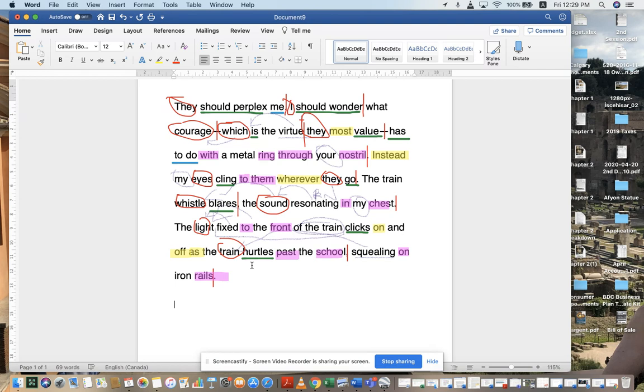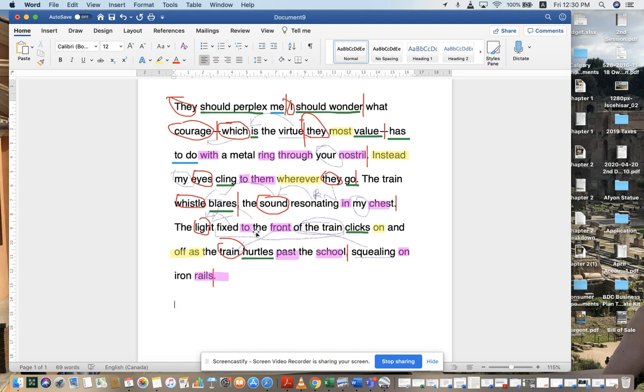Every single participle, whether it's a present participle like the squealing that we saw here, or a past participle like this one, fixed, is going to be there for effect. And even this fixed verb right here, which is now a participle, is giving you the image of the light being fixed in the past to the front of the train. Okay, so you still get that imagery of something that is being explained to you that happened in the past. And then look how quickly the author transitions into the present, which is, oh, the light clicks.